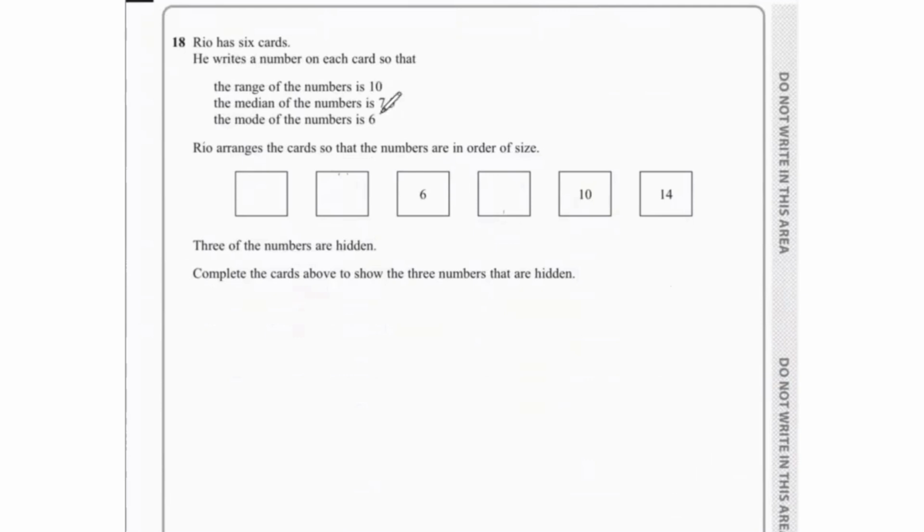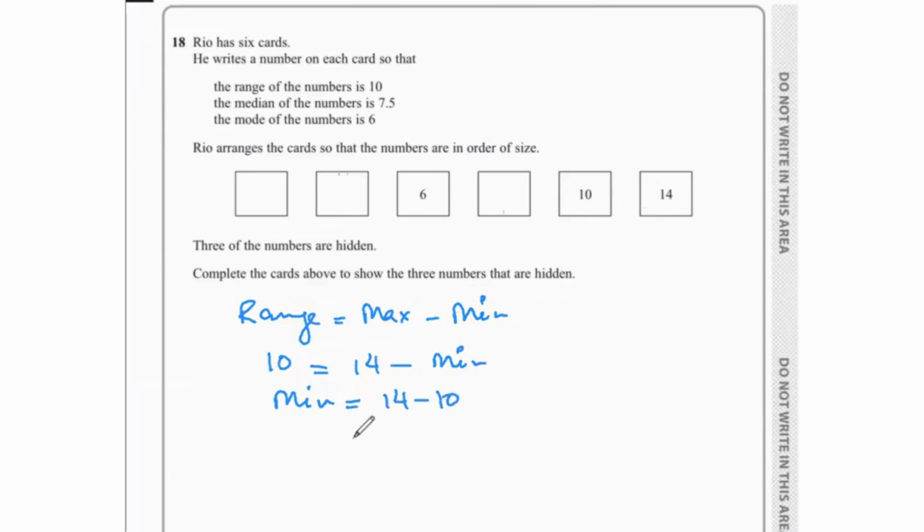So if the range is 10, we have the maximum value, that's 14. Range is your maximum minus minimum. So if this is 10, this is 14, and this is what we're trying to find. So that's going to be 14 minus 10, which is 4.